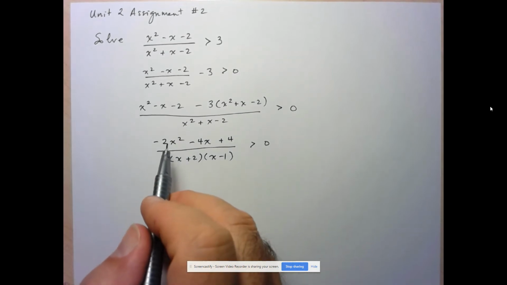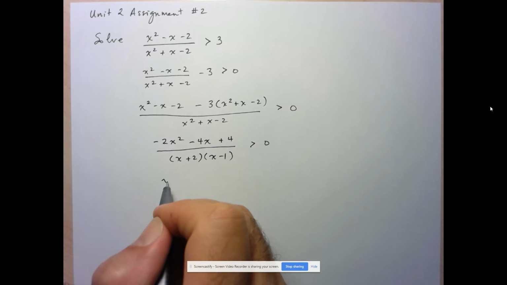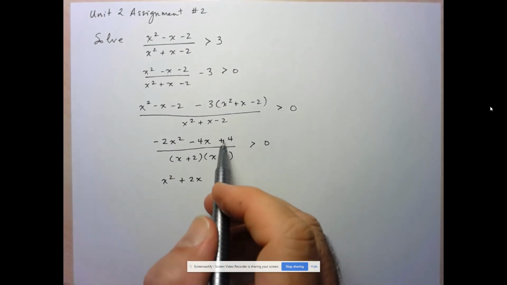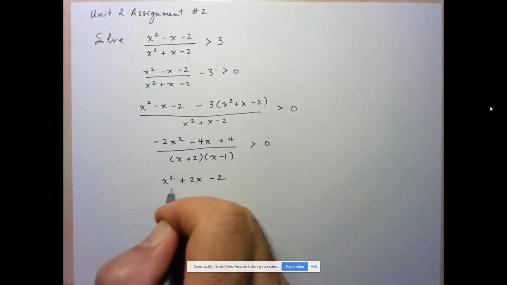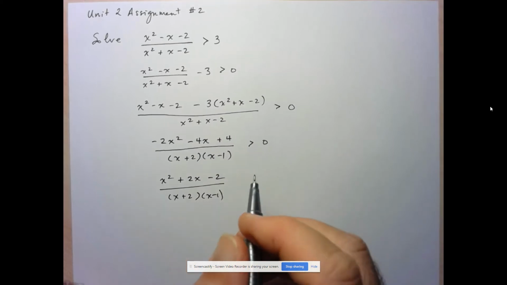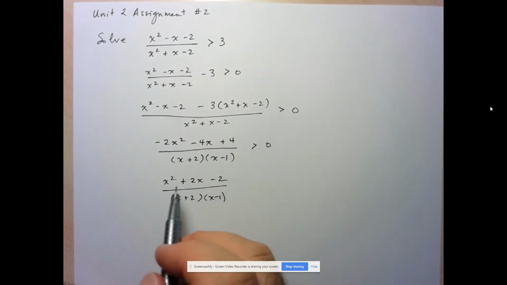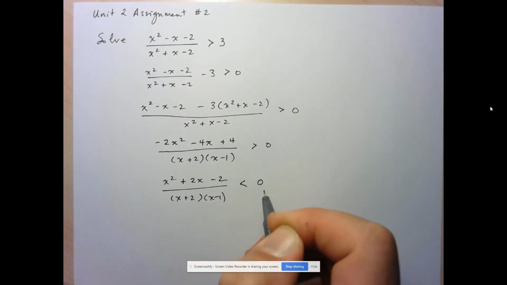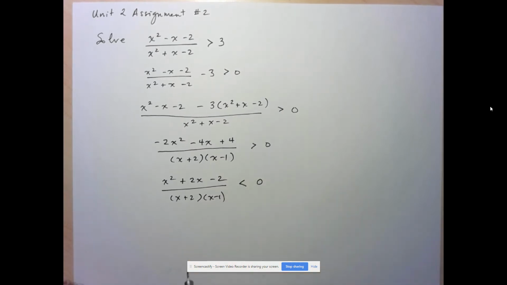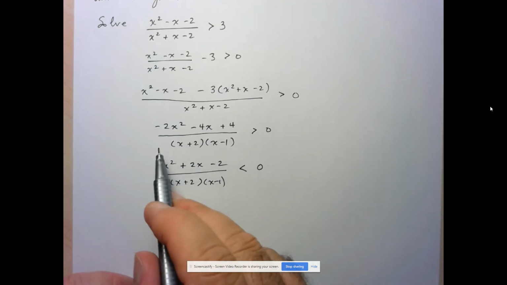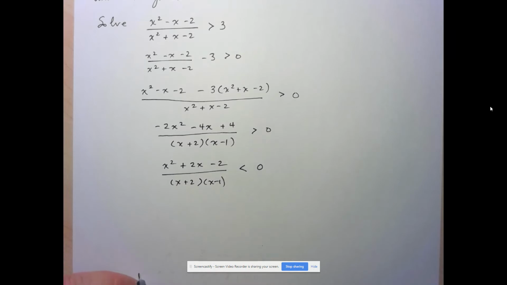Okay, so what happens when I factor out a negative 2? I'm going to be left with x squared. Negative 4 divided by negative 2 is going to be plus 2x. And then 4 divided by negative 2 is going to be minus 2. Okay, all over x plus 2, x minus 1. And I'm dividing both sides of that inequality by that negative 2. So this is going to be less than 0 divided by negative 2, which is still 0. Okay, so again, if you think you might make some mistakes in that process, you might want to show an extra step here.